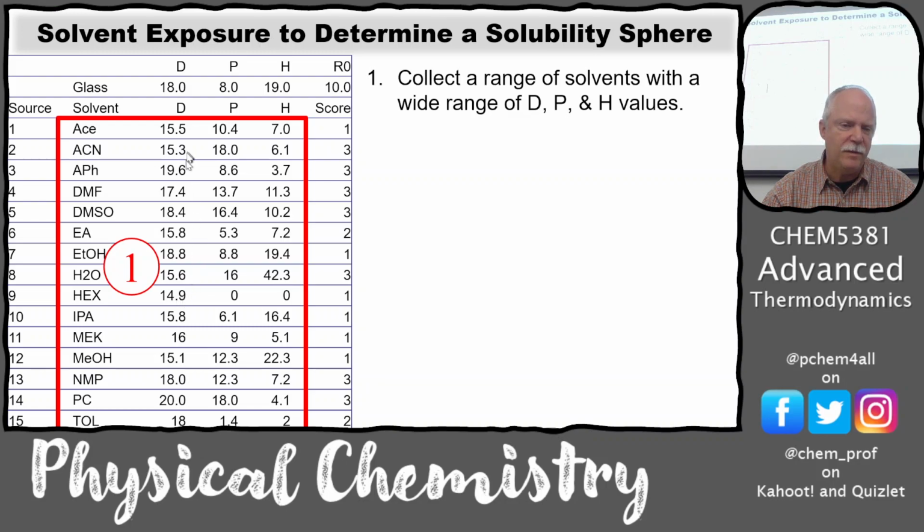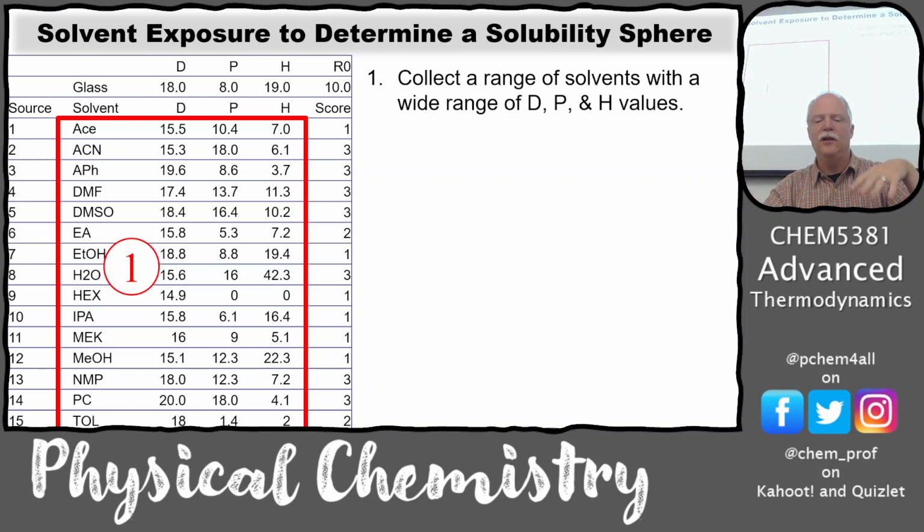14.9. Sometimes you can get an even bigger range of solvents. This is only 15. I typically do 20 to 25, but it goes up to 20 in terms of the D value. P values go from 0 to 18, it looks like. And then the H values go from 0 to 42. So water's 42. So we've got a range of all three because we want a nice cloud of solvents, and our surface will be somewhere in that cloud of solvents. Does that make sense? Okay.